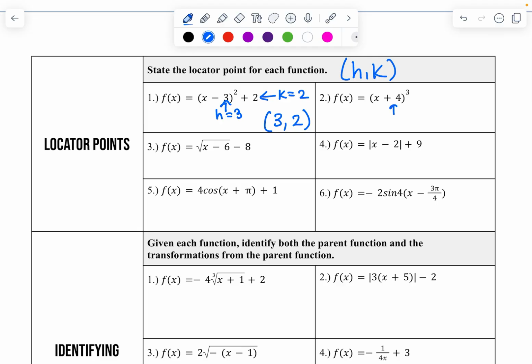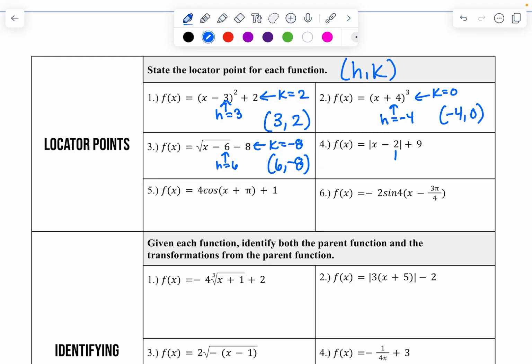Number 2 is a cubic polynomial. This value is inside the function operation, so that tells me it's the h value, and I got to make it the opposite sign. Since there's nothing out here, it tells me k is 0, so the locator point for this would be negative 4, 0. That would be the center of that stretched out S shape we get when we graph a cubic function. Number 3, h positive 6, k negative 8. So your locator point is 6, negative 8. And that's a square root function, so for that function, that would be your starting value. You wouldn't have anything prior to that.